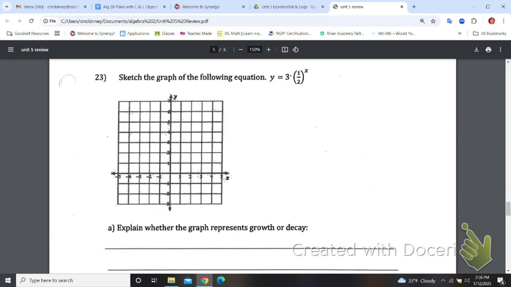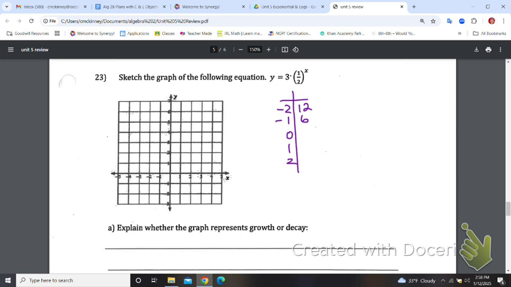So here, still going to use -2 to +2. So 3 times 1/2 to the -2, that's going to flip it and square it. So that's 4. So that makes 12. 1/2 to the -1 becomes 2. So 3 times 2 is 6. Again, practice putting this into your calculator. Make sure you're getting the same answers as I do.